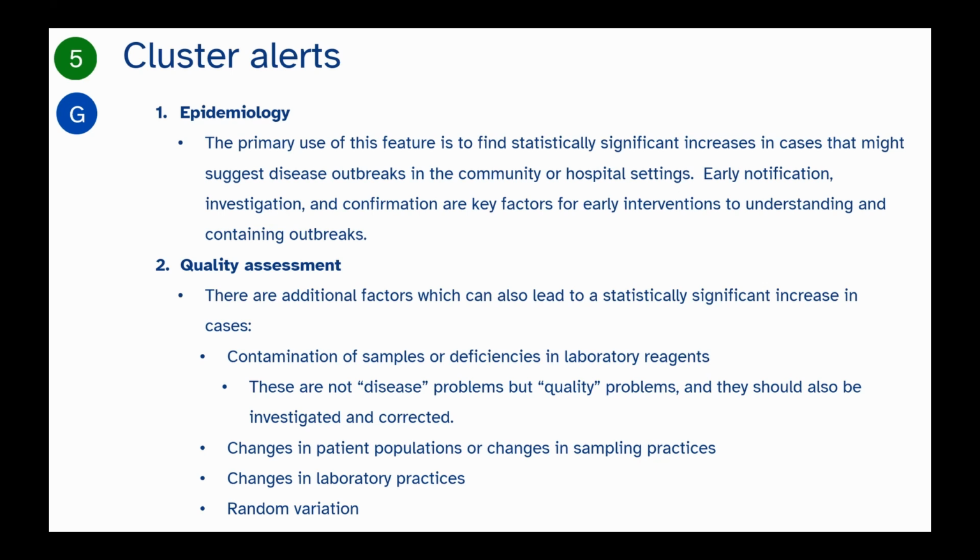There's also a quality aspect. There are additional factors that can lead to statistically significant increases in cases. For example, contamination of samples or deficiencies in laboratory reagents. For example, if you have poor quality imipenem discs, you might have an outbreak of false resistance. These are not disease issues, but they are quality issues, and they should be investigated and corrected. There are other causes of statistically significant increases, such as changes in patient populations or changes in sampling practices, or change in laboratory test practices.